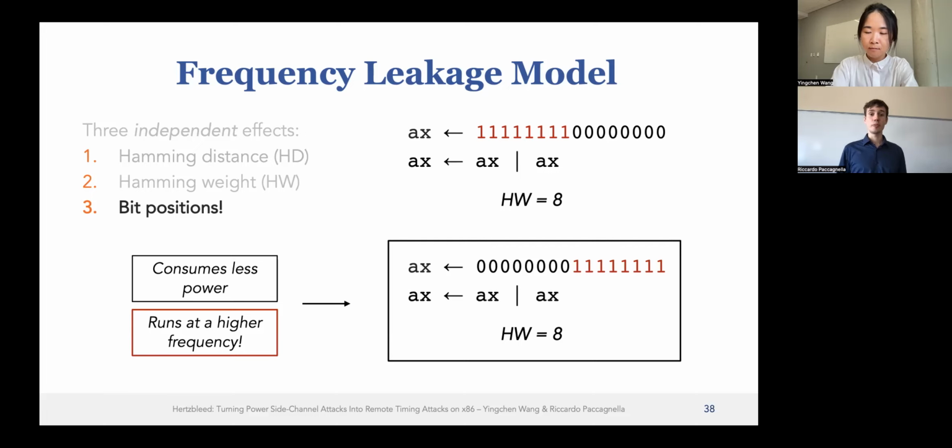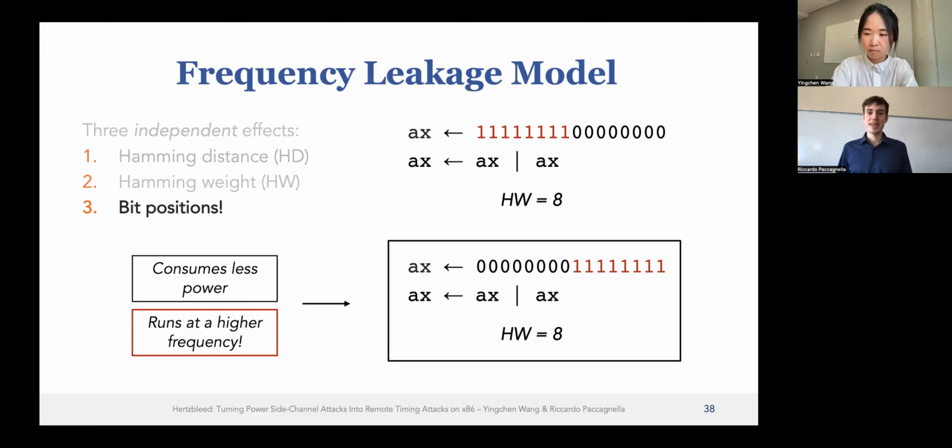And this is particularly important to keep in mind in the future, because it shows that even if the Hamming weight and the Hamming distances are the same across 2 different computations, the frequency channel can leak information about the positions of ones within data values, which is a surprising observation for modern general purpose processors.